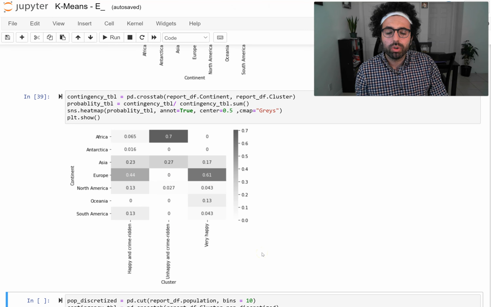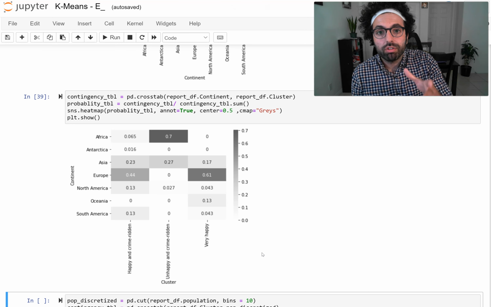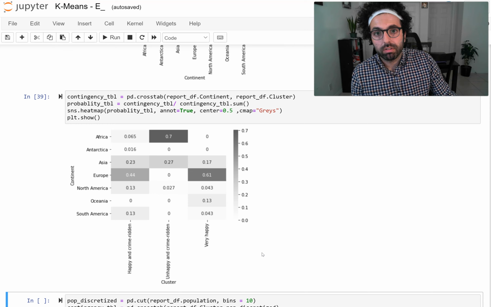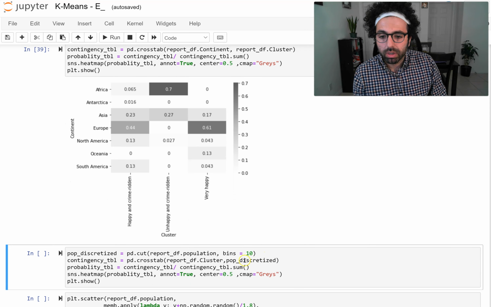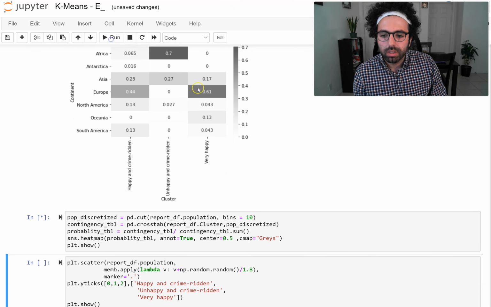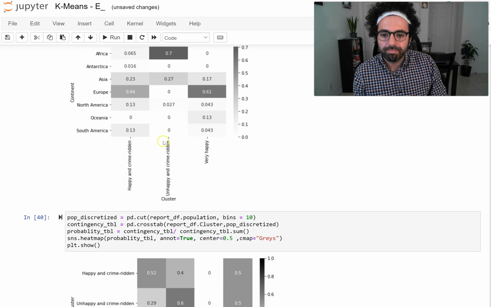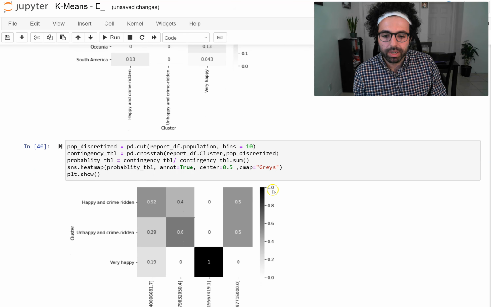We can also look at the relationship between these clusters that we create and the population. Since the cluster is a categorical attribute here, and population is numerical, we have to discretize the population before we can see the relationship between them. So here's how we have done it. We have discretized based on 10 bins of our population, and then we create this contingency table and use a heatmap.